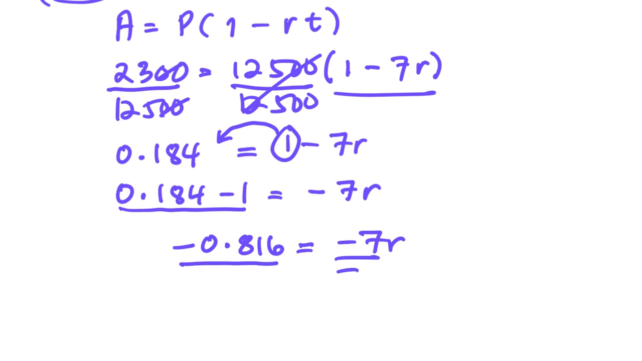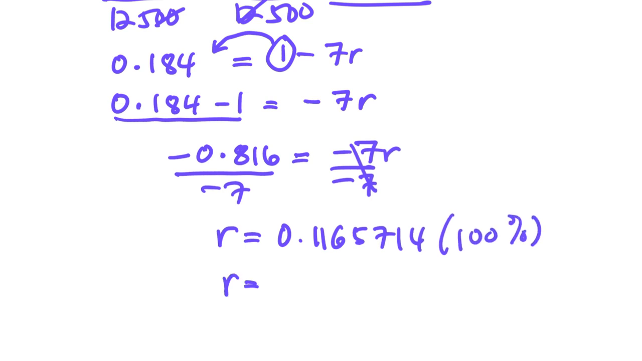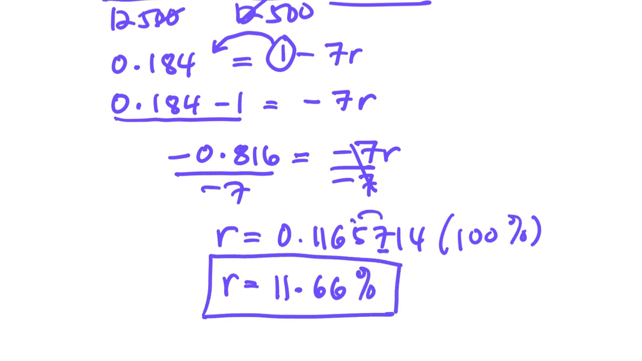Dividing both by negative 7 to isolate R. So your R here now is going to give you around 0.1165714. Okay, I'm going to multiply this by 100% to get its real rate. So that's going to give you around 11.66, that's 11.66 percent. So this is the rate of depreciation in here.